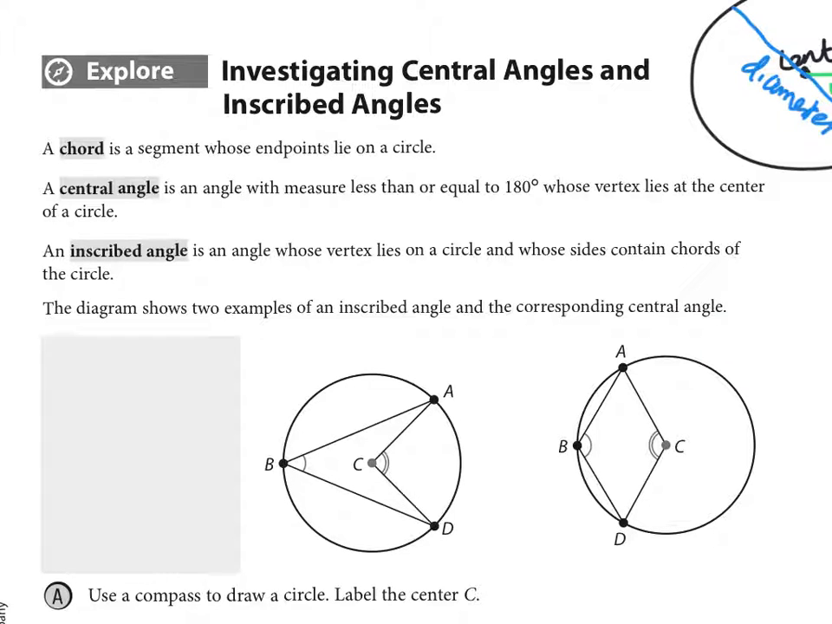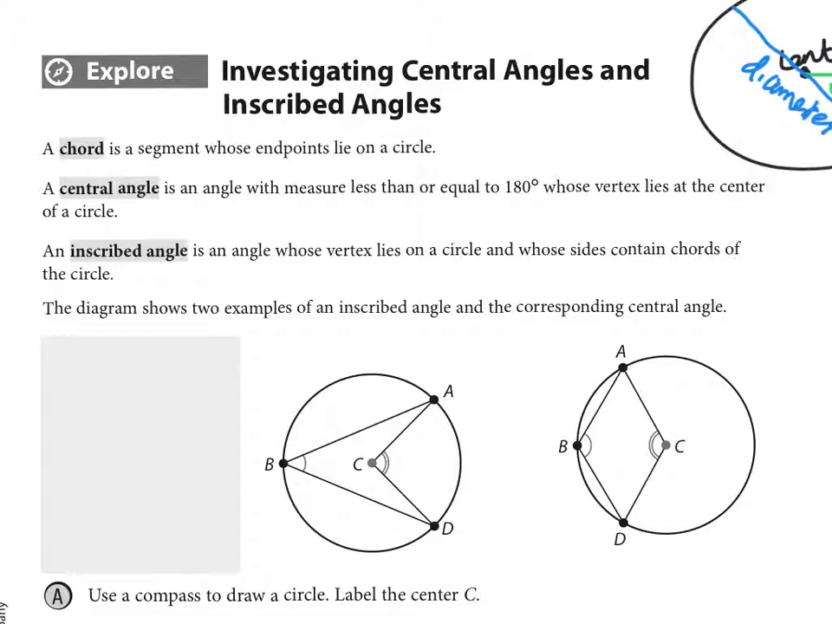So there are a few other segments in a circle that we need to know about, and this is actually not an extensive list. We're going to add a few more things as we go, but these are the ones that we need to know for today. So a chord is a segment whose endpoints lie on a circle. So for example, AB is a chord here. BD is also a chord because I'm going from one end of the circle to the other, not like a diameter which would go specifically through the center.